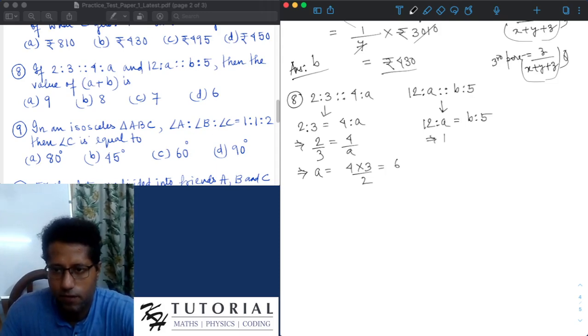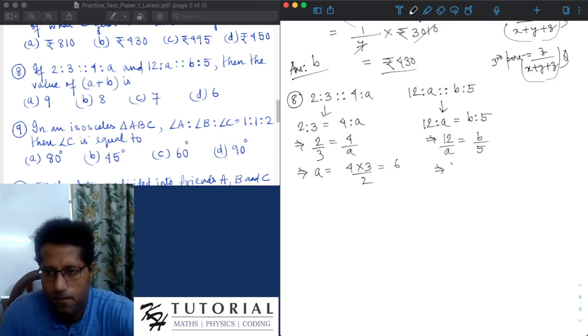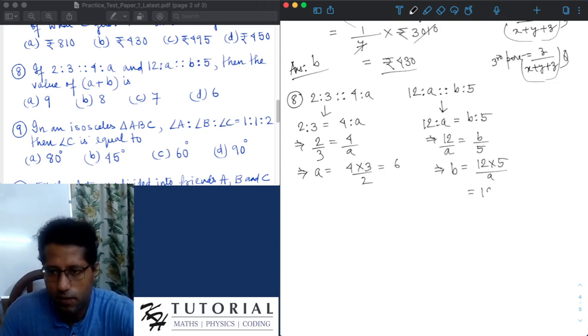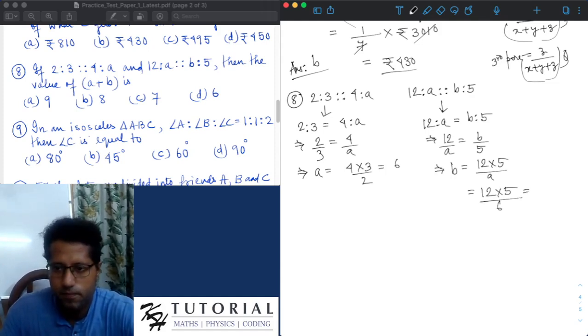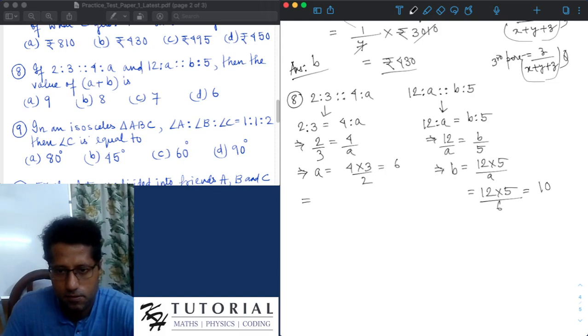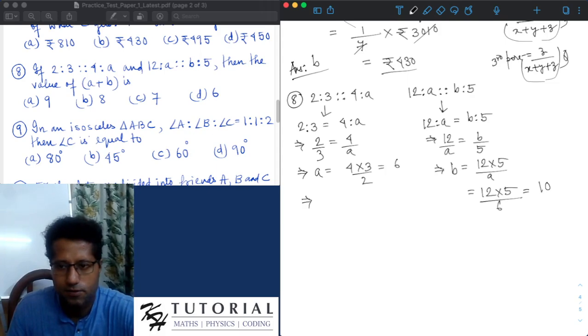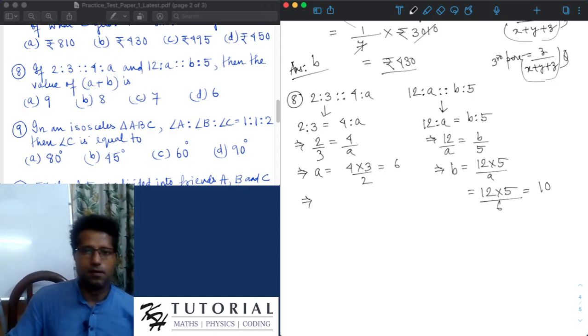This implies 12 by a equals b by 5. This implies b will be equal to 12 into 5 by a. This is 12 into 5 by 6, because a we have already found to be 6. This is 10. So b is 10 and a is 6. It is coming, a plus b is coming 16, and it is not given in the choice.